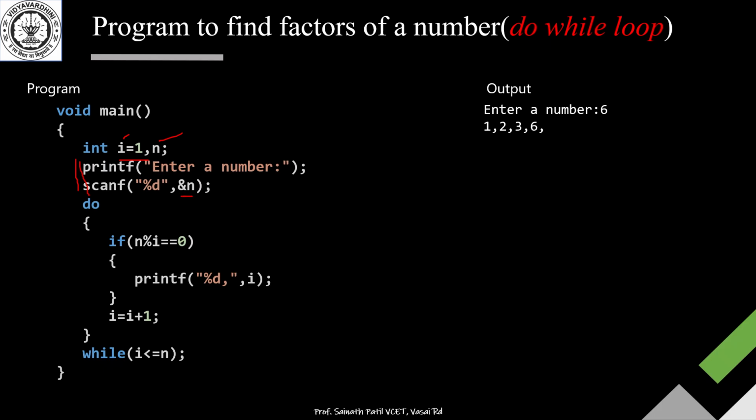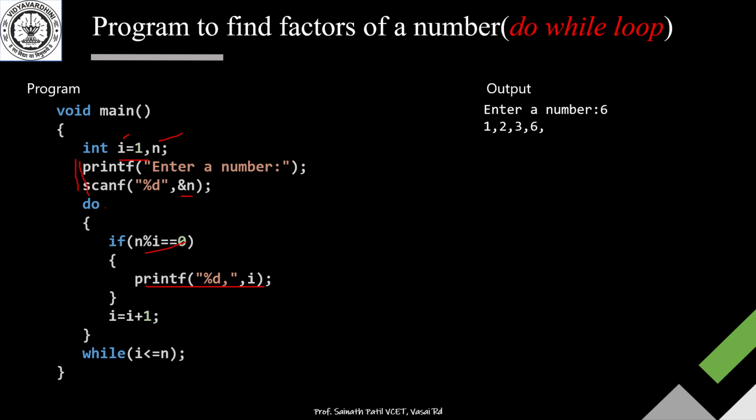Then do, open curly bracket, within that an if condition: if n percent i, that is n mod i, equal 0. That means n divided by i. If the remainder is 0, that means i is a factor of n. So if the condition is true, then we print the value of i, printf percent d i. If not, it will skip.